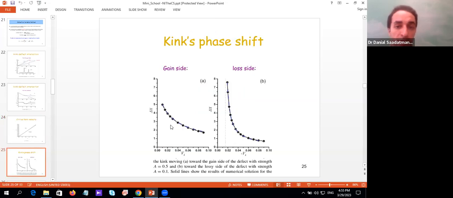The kink phase shift can also be found during the interaction. We have calculated the kink phase shift when the kink comes from the gain side and also from the loss side. As you can see, the left figure shows that when we increase the initial velocity, the phase shift decreases in both cases, but in the right figure, for the initial velocity below some values, we don't have any phase shift because the kink is trapped here.